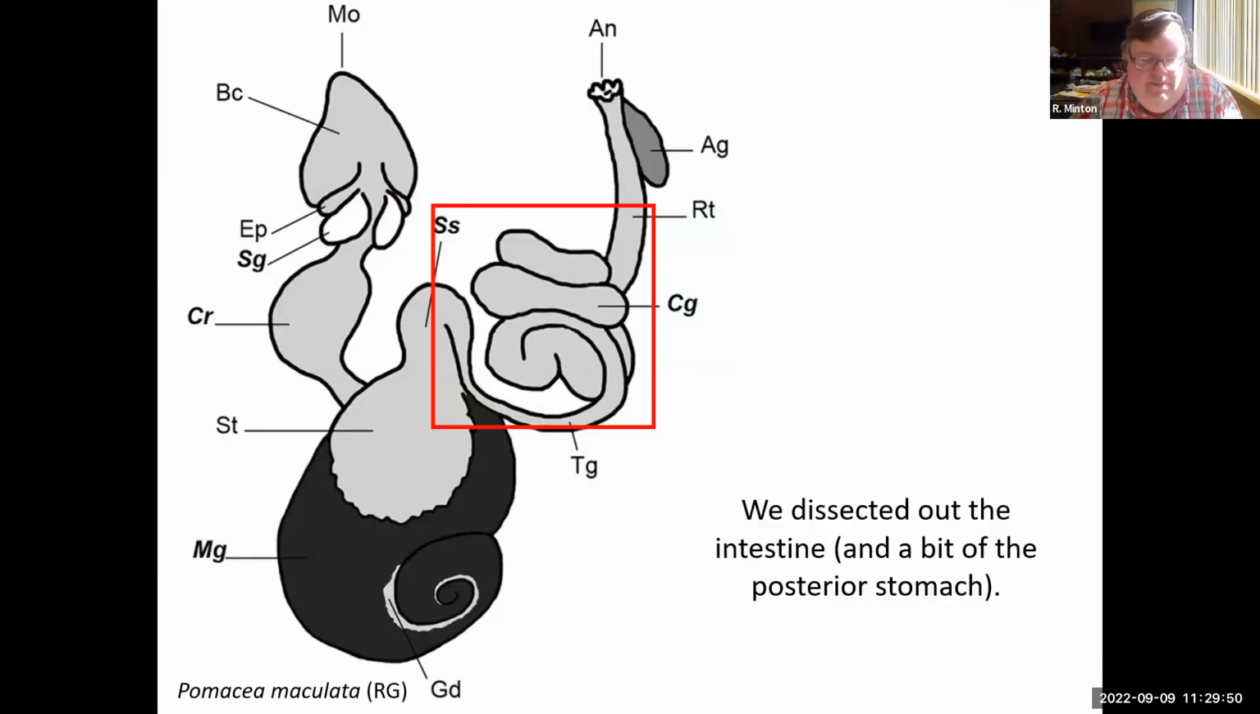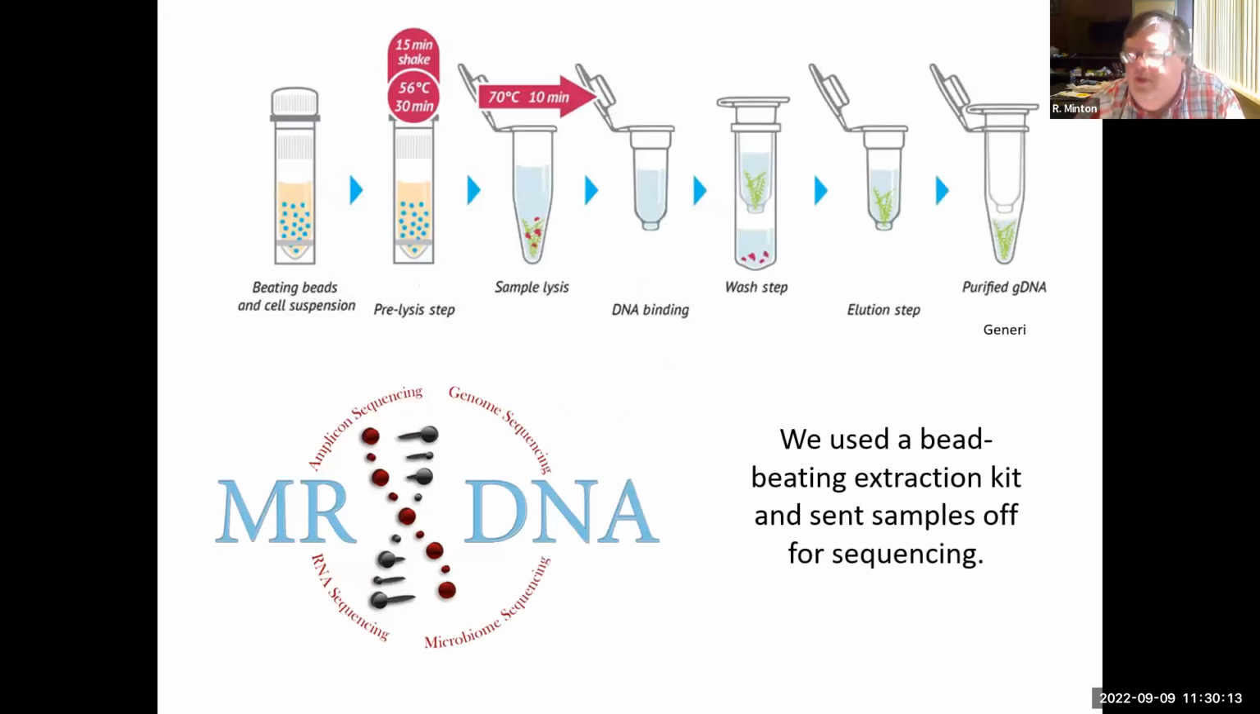This isn't an anatomical diagram of a viviparid, but it's close enough. We dissected out the intestine and a bit of the posterior stomach. Basically, you have to get the whole animal out of the shell, uncoil it, and then cut out the pieces you need. This was primarily intestine, rinsed in sterile water. And then we extracted the bacterial DNA using a bead beating kit.